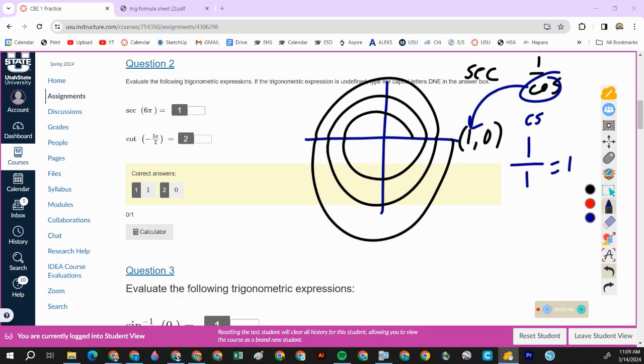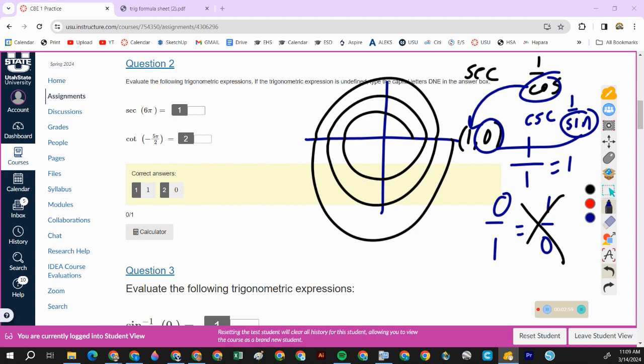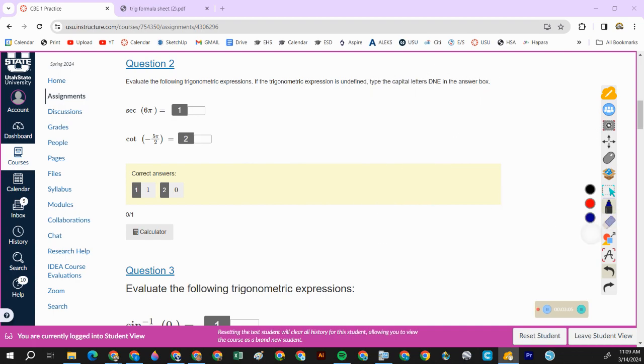If we wanted the cosecant, that would be 1 over the sine. And the sine in this case is 0. And 0 over 1 flipped upside down is 1 over 0. And it wants you to type in dne if there's no solution.